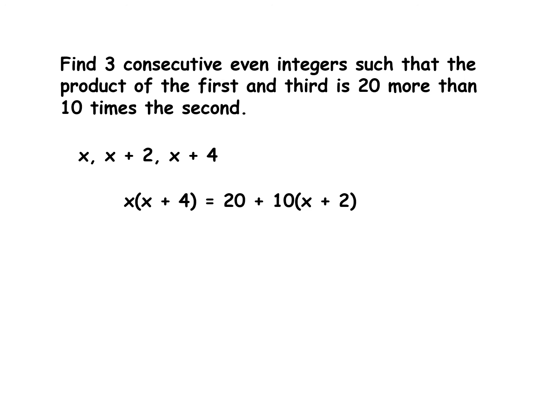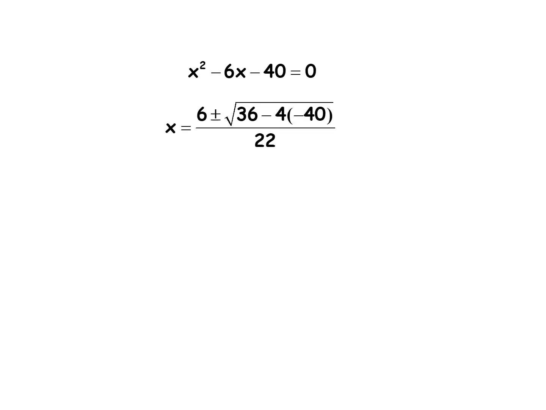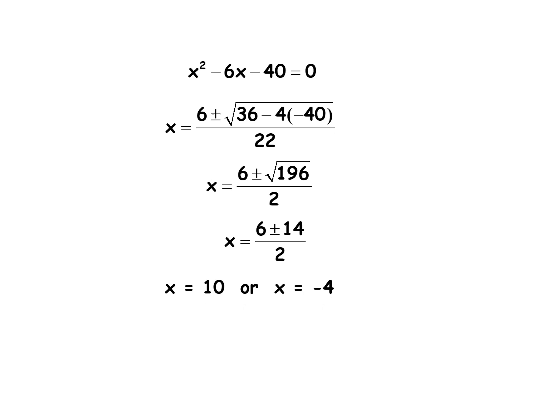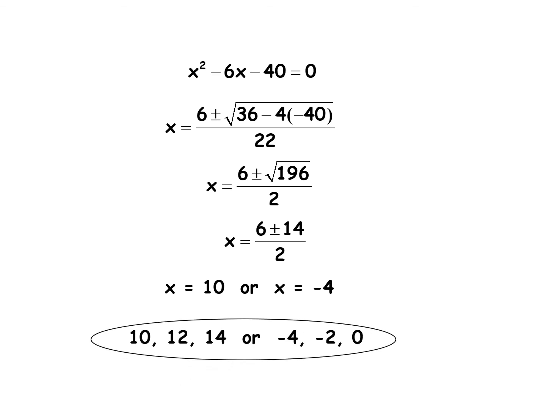So here I have an equation. Once again, once I have an equation, I can just multiply it all out and simplify it. Put it into my quadratic formula if it doesn't factor. And I'm going to get 10 and negative 4. Now, the fact that I got whole numbers like that tells me that it was factorable, so I could have factored this if I had wanted to. So my two numbers would be 10, 12, and 14, but it also could be negative 4, negative 2, and 0, because in this case, negative numbers are okay.